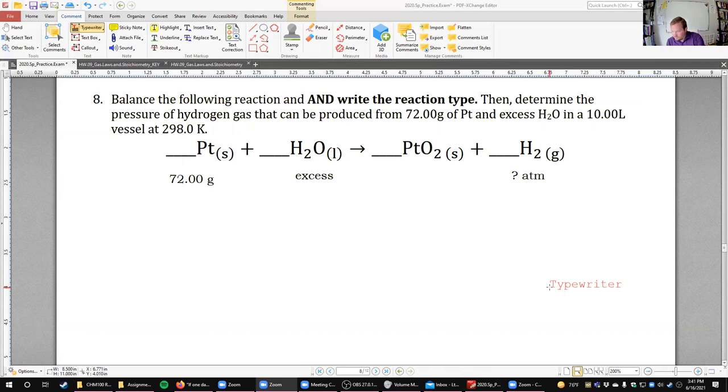And so let's start by balancing it. We're going to need at least two waters because we have two oxygens on our product side. And that means we're going to be making two hydrogen gas molecules. And so 1, 2, 1, 2, 72 grams, going grams to moles.